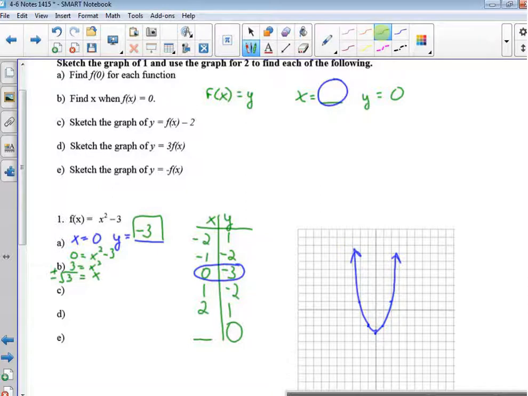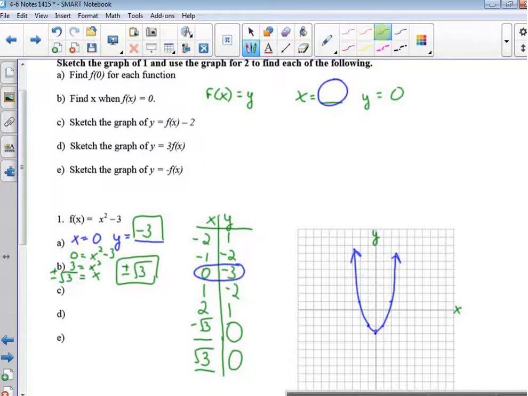So when y is 0, x can be negative radical 3 or positive radical 3. So the answer for B is plus and minus radical 3. If we look over here, the square root of 3 is like 1.7 and negative 1.7. That looks like it's going to hit right there at the x-axis. There's x and y at 0.